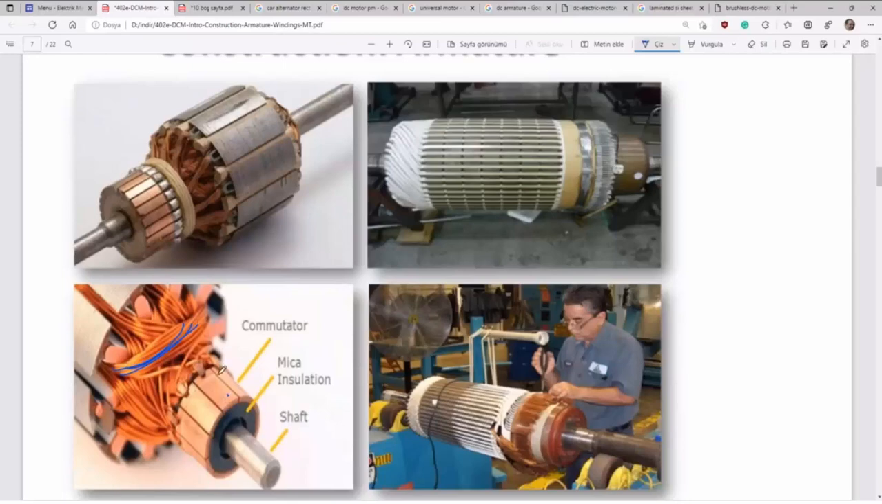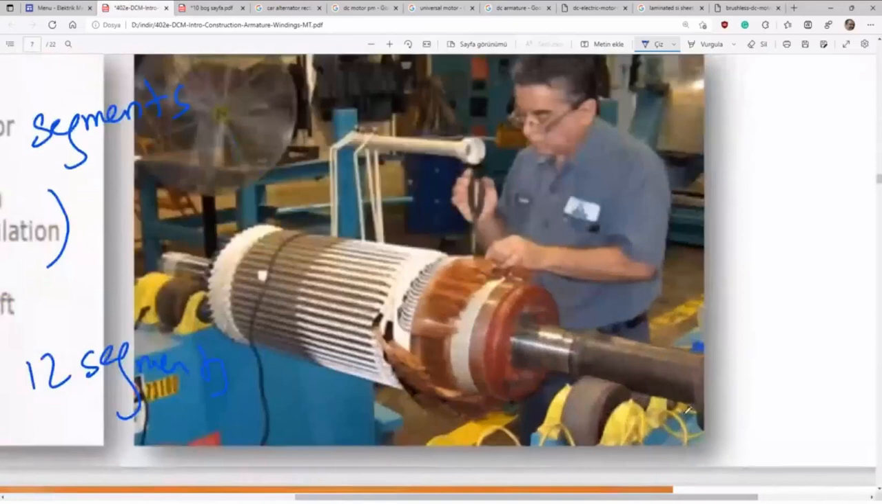There is mica insulation material between the commutator segments. Here are 1, 2, 3, 4, 5, and so on, let's say 12 segments of the commutator. Here you see a unit under manufacturing.